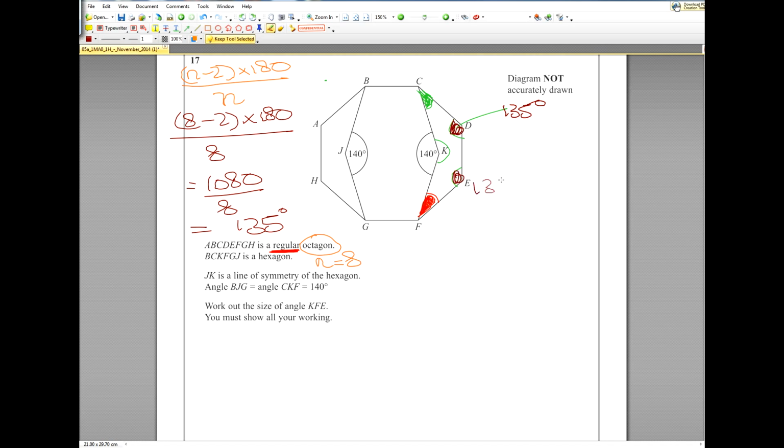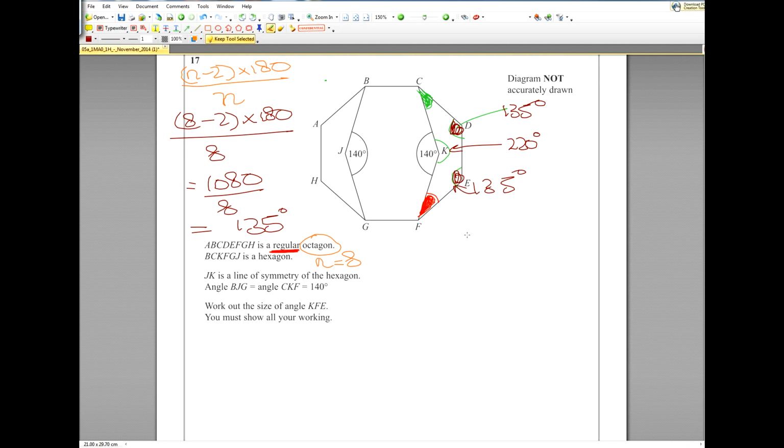So that's also 135. Now, what is K? You take that away from 180. Well, to work out K, we do 360 minus 140. So what is 360 minus 140? 220. And then J will be 220 as well because it's the same.